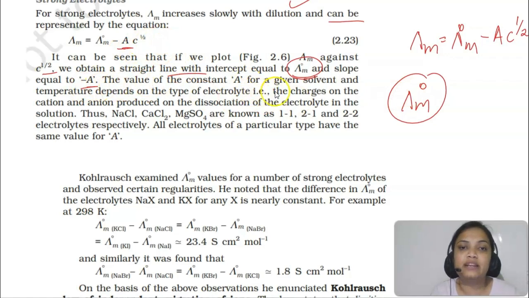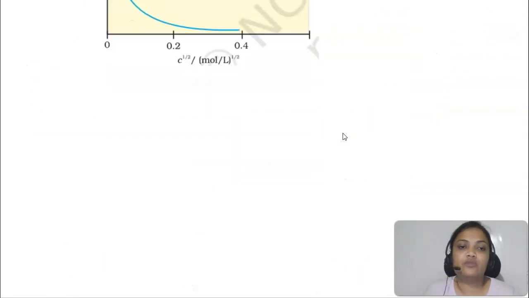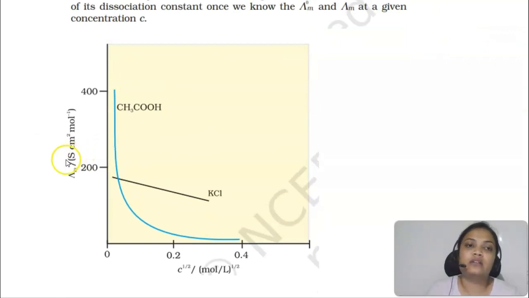Now this A is a constant for a given solvent, and at a given temperature its value will depend on the type of electrolyte, like which electrolyte we are taking, okay. That is the charges on the cation and anion produced during the dissociation of the electrolyte. Like for NaCl, it's 1 minus 1, and for calcium chloride it's 2 minus 1, and for MgSO4 2 minus 2. Okay, so all electrolytes of a particular type, they will have a same value for A. You can look at the graph, see. So here we are plotting the lambda m with the C half. So the intercept would be equal to the limiting molar conductivity, and slope is minus A.